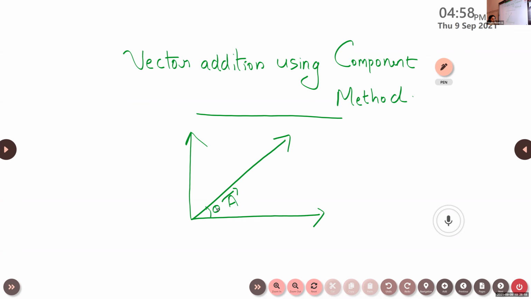Since the angle between the horizontal component and the vertical component is equal to 90 degrees, we can consider them as rectangular components.